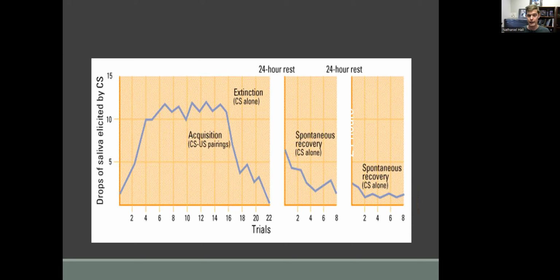You didn't extinguish that. And that's separate than the dog forgetting that the CS, or that yes, means food is coming. That's a separate type of process. So forgetting can occur, but generally is not going to be that dramatic with our dogs. And it's a completely separate process than extinction alone.